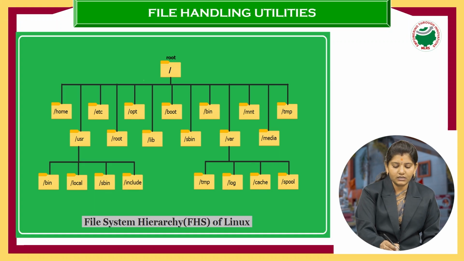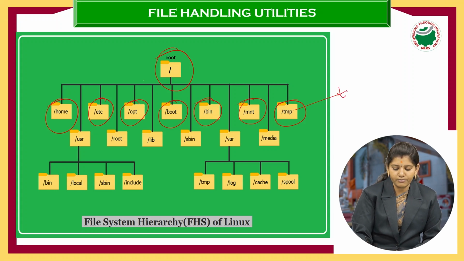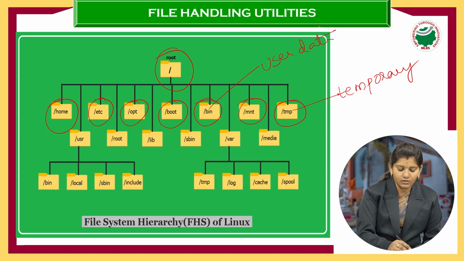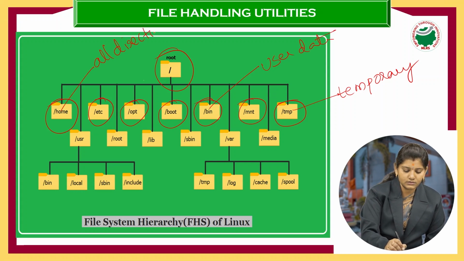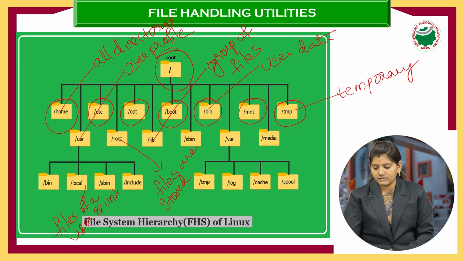File handling utilities start from the root node, where we have home, etc, opt, boot, bin, mnt, tmp. tmp is used for temporary files, bin is for user data, home holds all the directories, user is the user profile, library is a group of files, root is where the files are saved, and local holds the files of a user. So this is the file handling utilities.